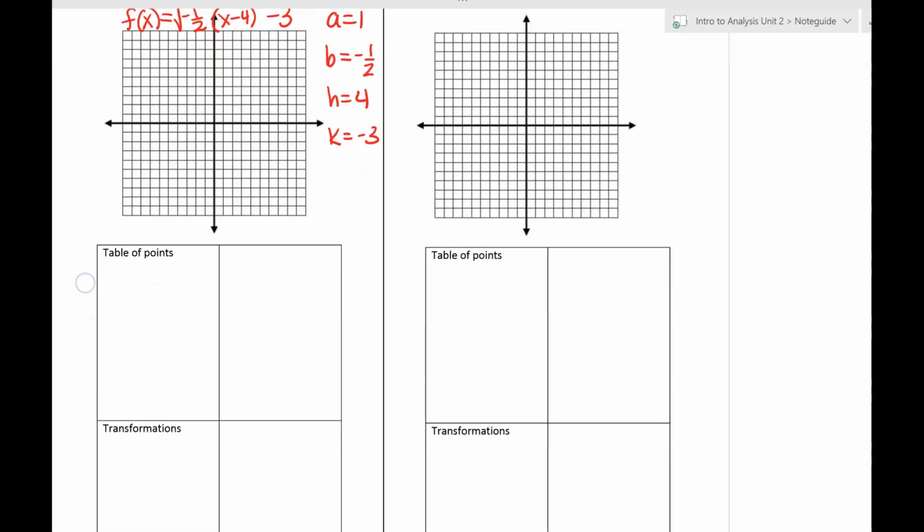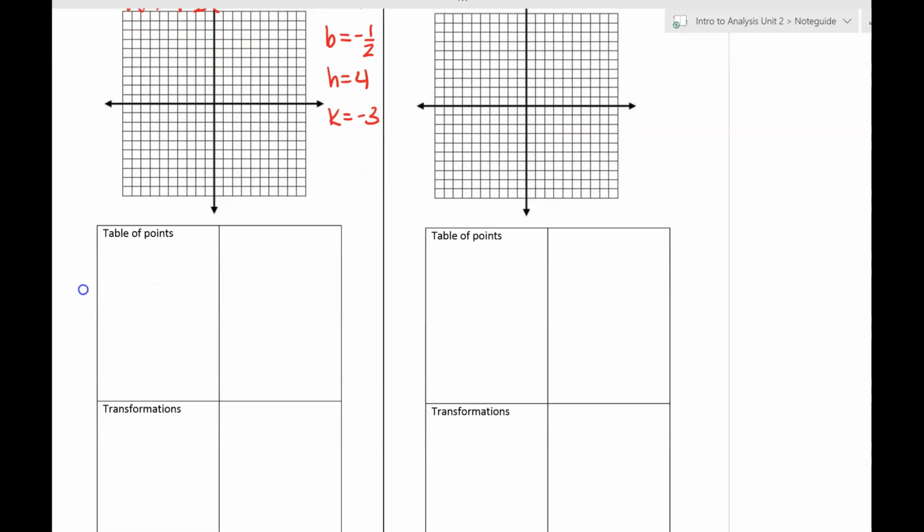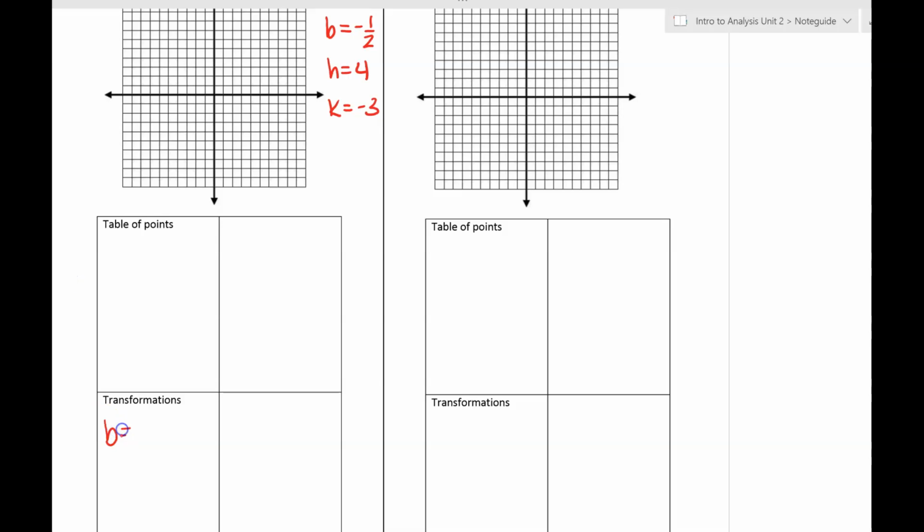So for transformations, a is 1, which is not a transformation. B equal to negative 1/2 is 2 transformations. Because of the negative, this is a reflection, and because it's a b value, it's horizontally reflecting. That means like turning the page of a book left and right. So that flips over the y-axis.